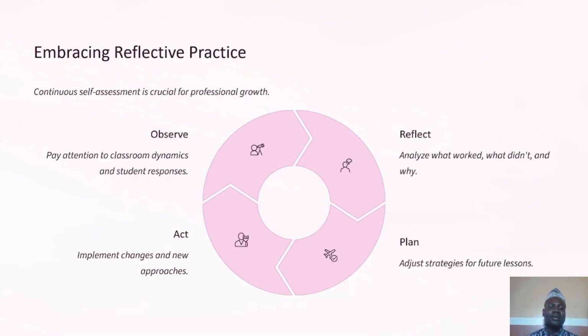Then it is very important to do continuous self-assessment so that you can know whether you are growing. Apart from the grade that you will get, you must reflect personally, and you have to observe first. You observe the classroom dynamics, pay attention to what students did and what they didn't do, implement changes and new approaches if you have one. If you see something work, analyze what worked and what didn't work and why. You have to reflect.